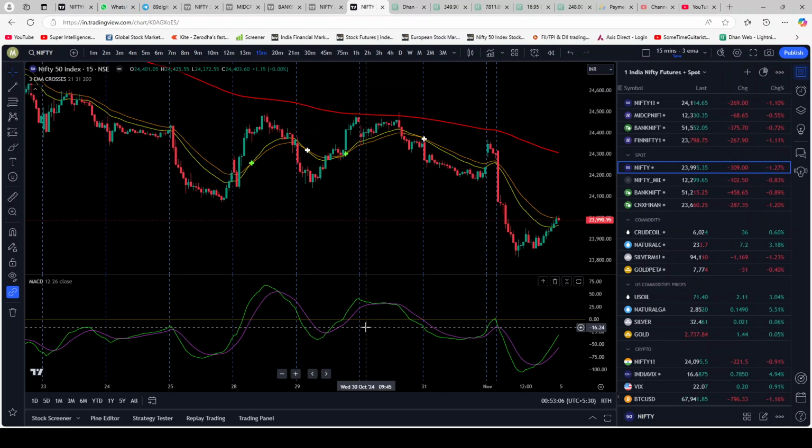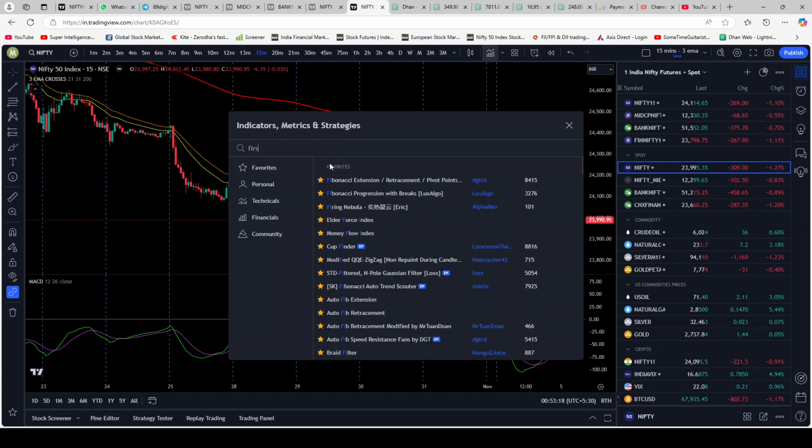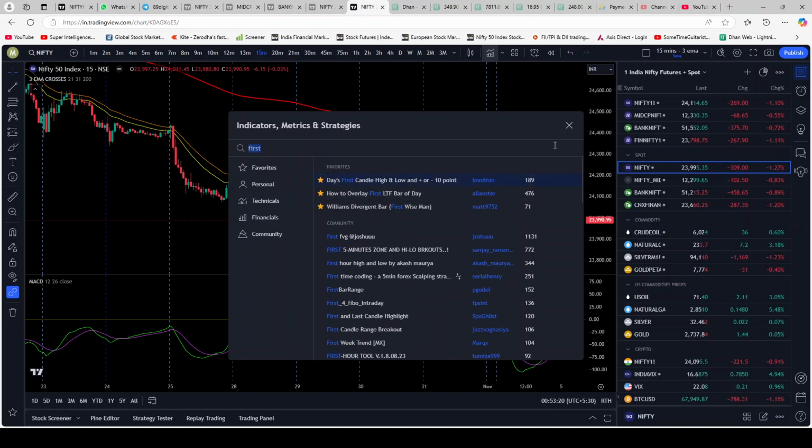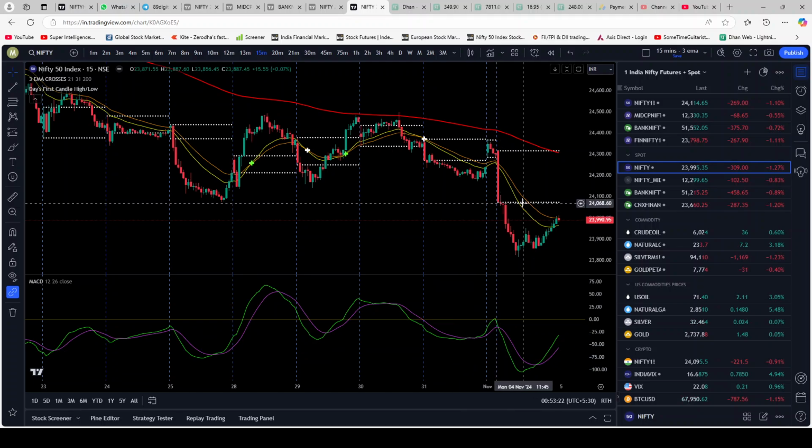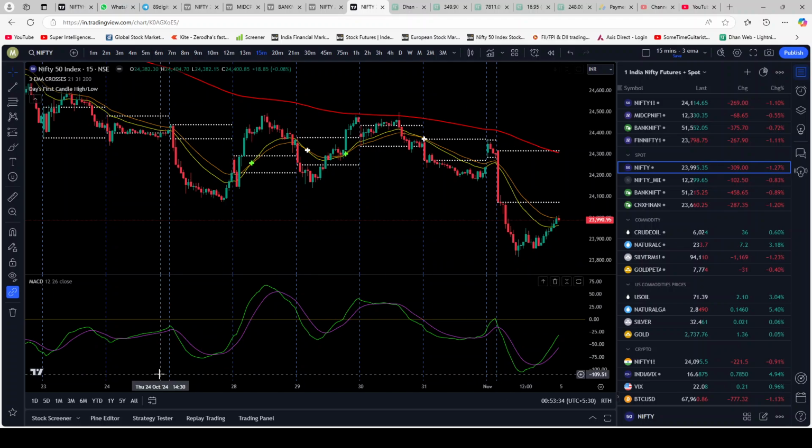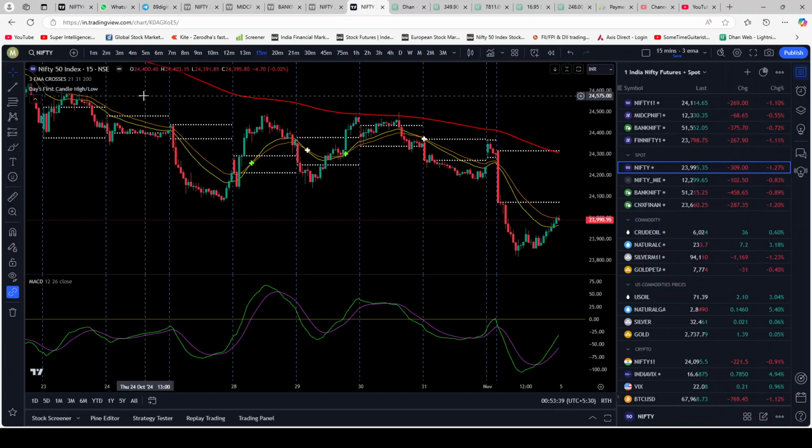You can add pivots if you want. You can add day's first candle high and low. I like that indicator. It gives you a reference. Let me just show you. Day's first candle high and low. It marks the high and low of the first 15-minute candle. That gives you a kind of a reference, you know. If it's above, then it's bullish. If it's below, then it's bearish. So this is also a very good indicator. It's called day's first candle high and low.